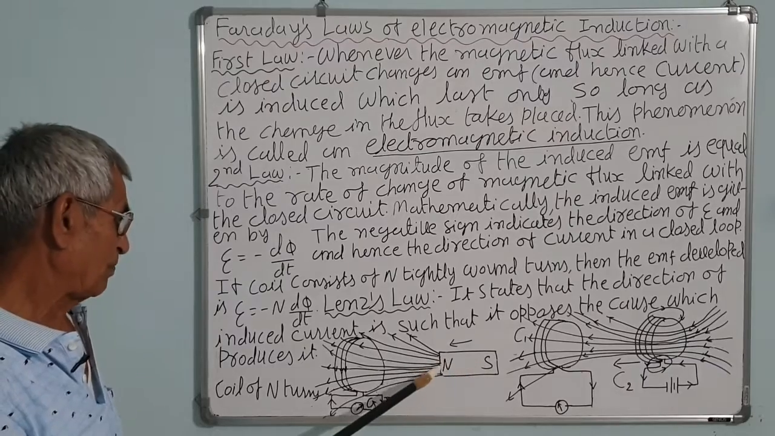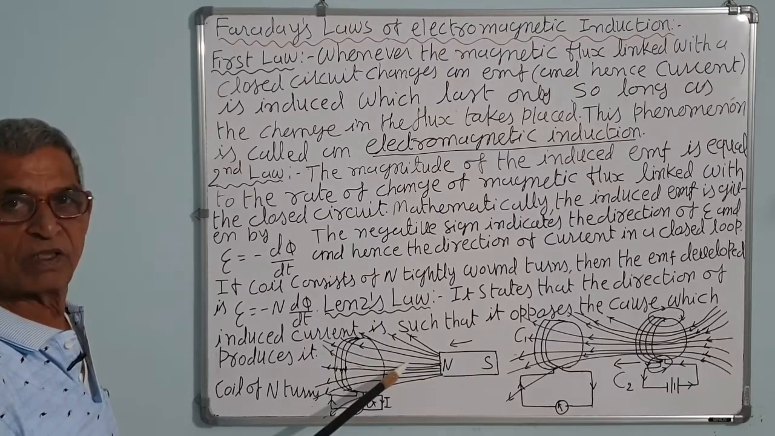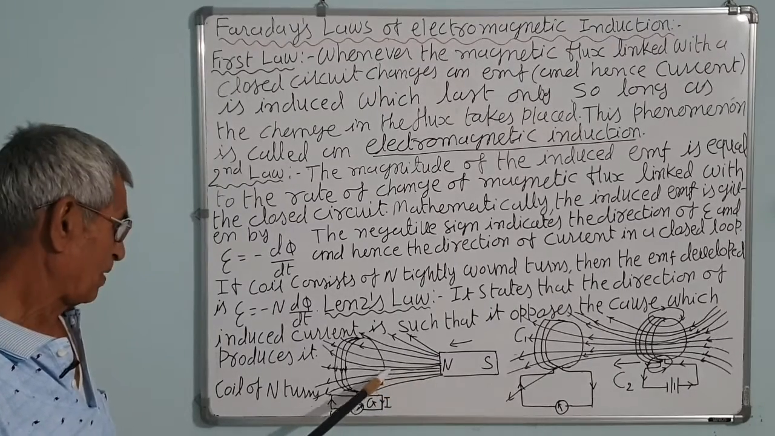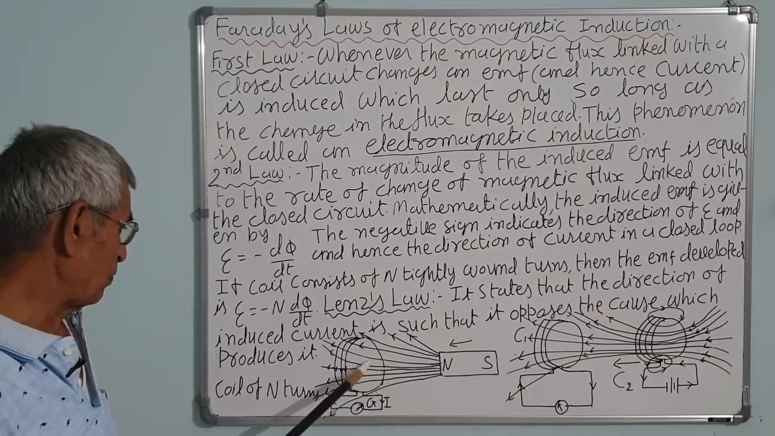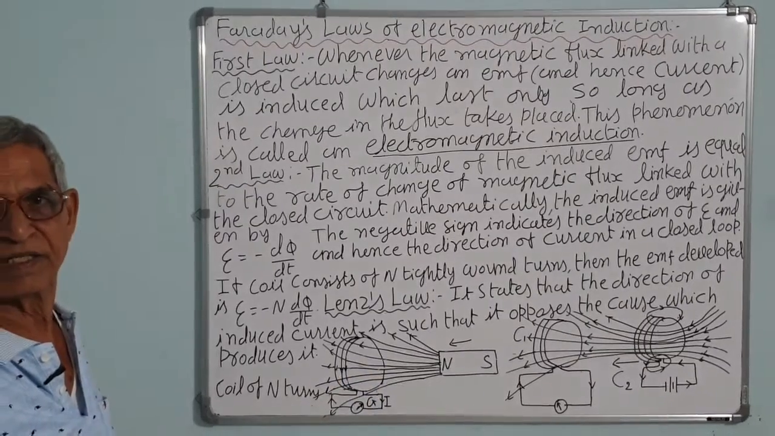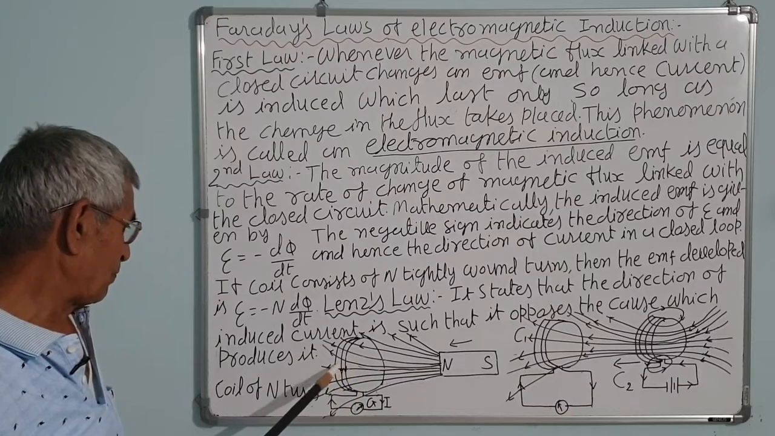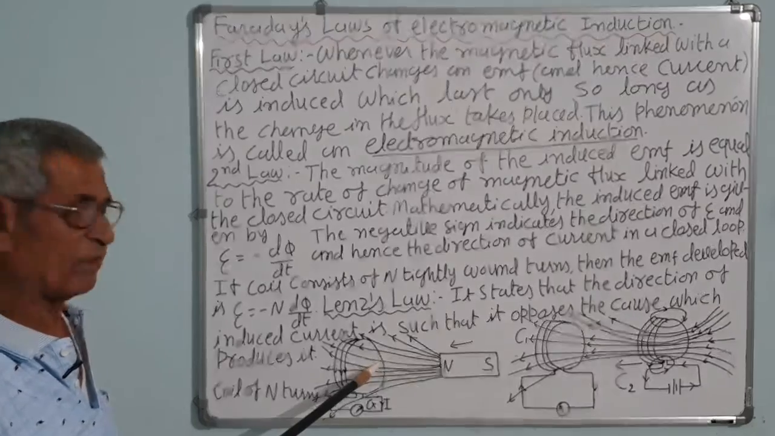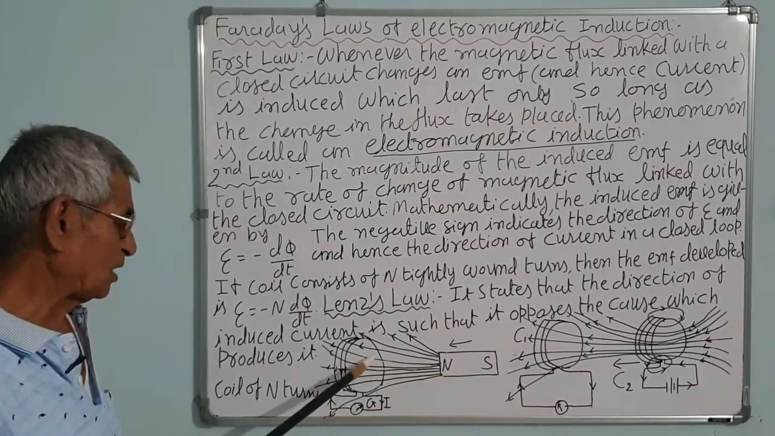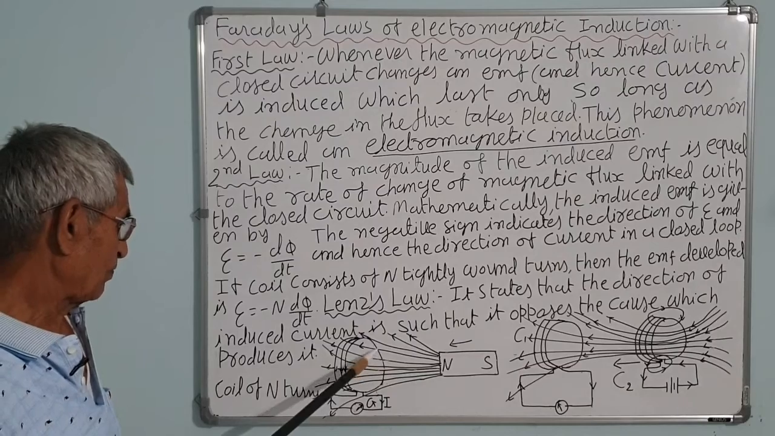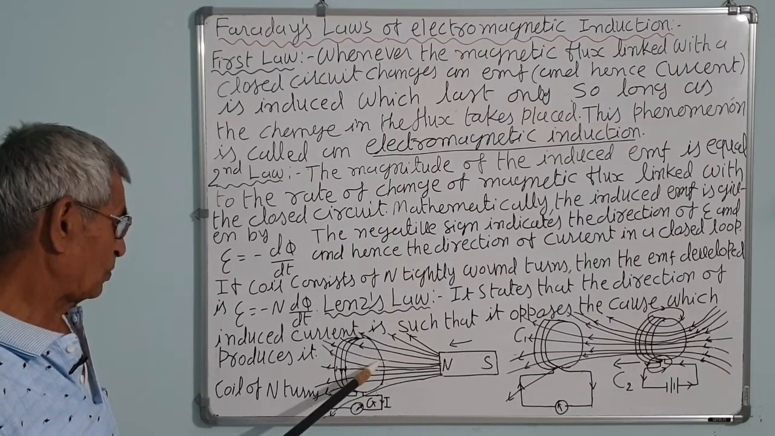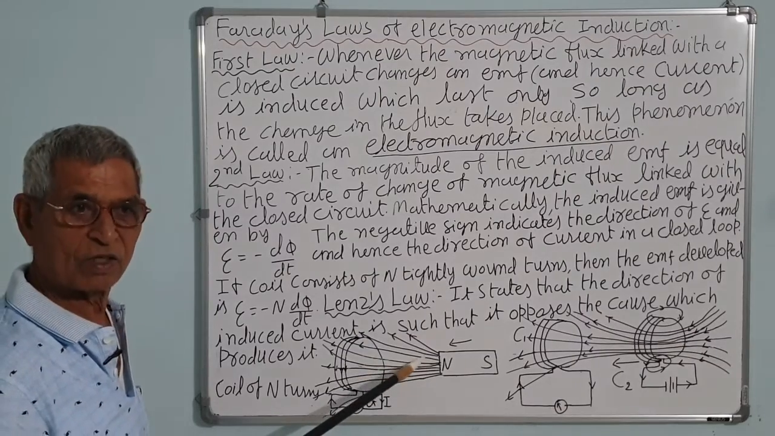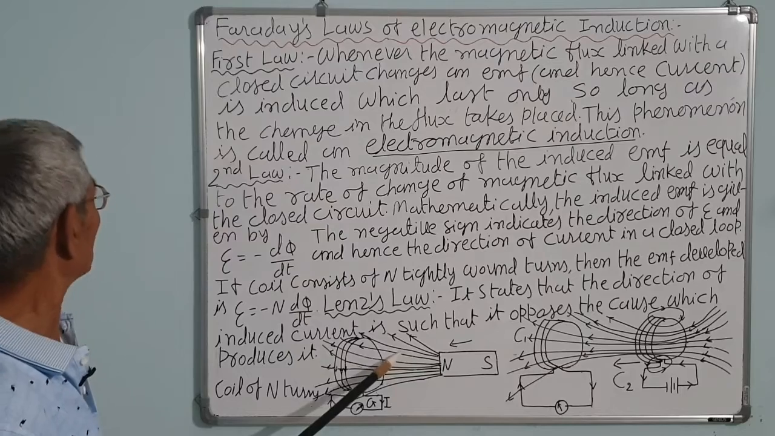It is immaterial: instead of the magnet, if you move the coil towards the magnet, then also there will be a change in the magnetic lines of force linked with the circuit. Or if you move away this coil, then also there will be a change. Another point: suppose you move the magnet toward the coil, that is, the north pole of the magnet is moved toward the coil, then it will induce a north pole on this side. That is, it opposes the very cause producing it. That is called Lenz law. We will see later on.